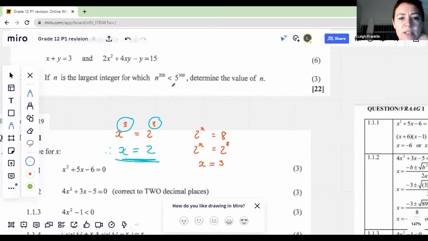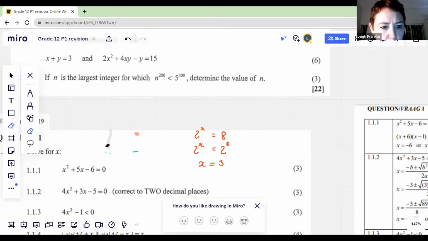Why do you think they've given us 200 and 300? What can we do with that, do you think? Anyone got any ideas? Ma'am, go for it. I wanted to ask, do we separate the 5 to the power of 300 into 5 to the power of 100 times 5 to the power of 100? Very good. Well done. 100%.